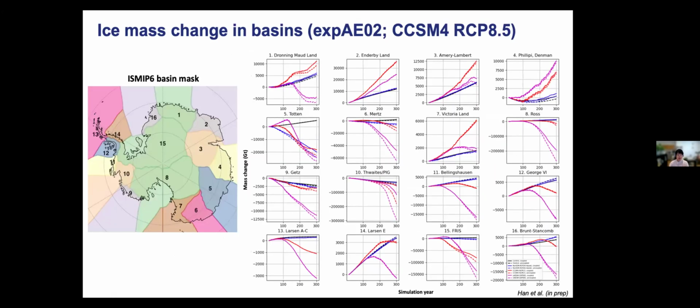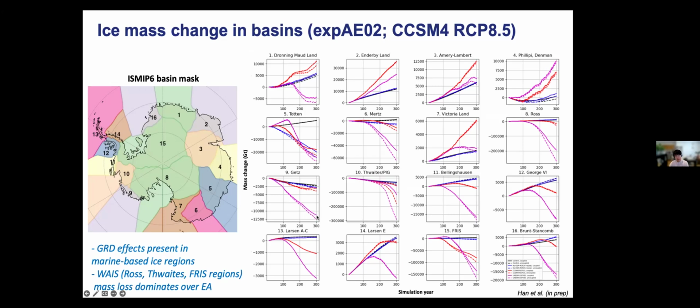This plot gets pretty busy, but I just want to draw your attention to a specific region. First of all, this is ice mass change in different basins. You have 16 different basins and calculate grounded ice mass changes in different regions. What's really noticeable is that you can see this difference between the dashed lines and the solid lines get large in regions where there are marine-based ice sheets. Where you don't really see the differences as much is where you don't have marine-based ice sheets. Therefore, there isn't much room for GRD effects to kick in.